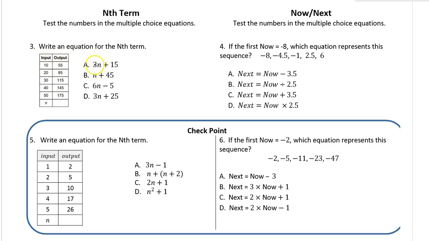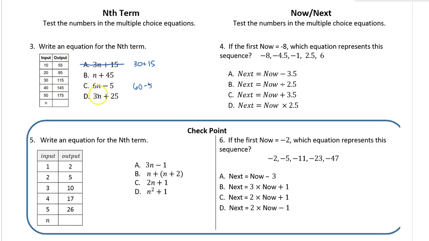If we plug in 10 for n, we get 3 times 10 is 30, plus 15 is 45, not 55. So that means this is not our correct answer. Let's move on to B. Let's try 10 again. 10 plus 45 is 55. That's what we wanted. Let's plug in 10 for n here. 6 times 10 is 60, minus 5 is 55. So again, we're still on track.